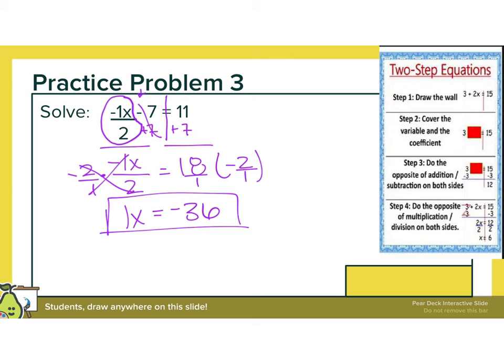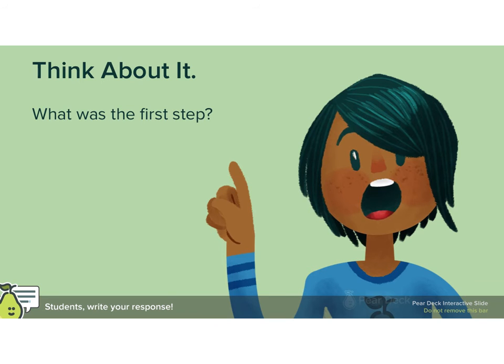Second slide. What was the first step to add? The first step was to add 7 to both sides. Complete sentence. Getting ready for that exit ticket.